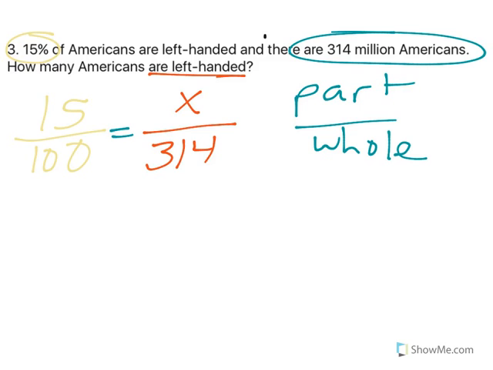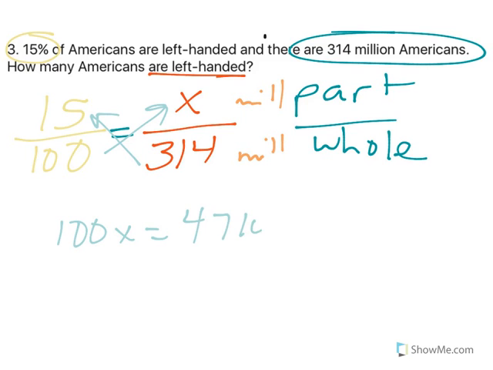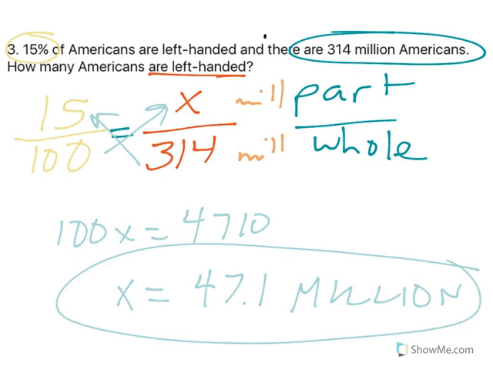Now you can see I did not write the word million, but I'm going to be consistent. If this down here is million, that means this one up here is million. So when I cross multiply, 100x equals 15 times 314 is 4710. I divide by 100, I get 47.1 million. So there are 47.1 million left-handed Americans. And that, my friends, is percents with proportions.